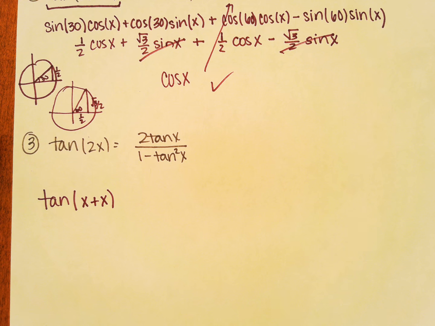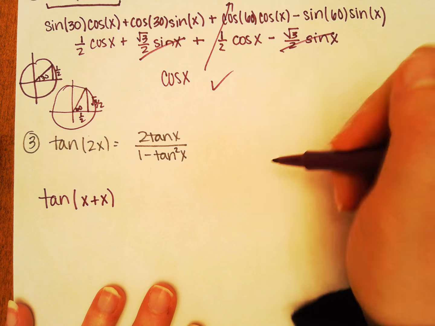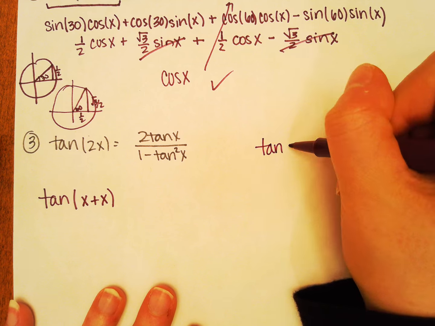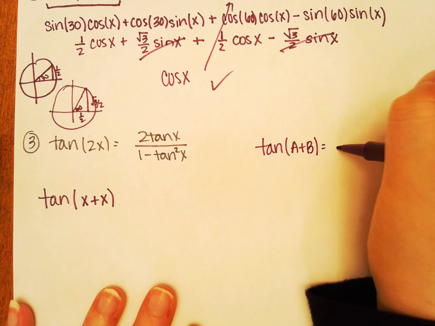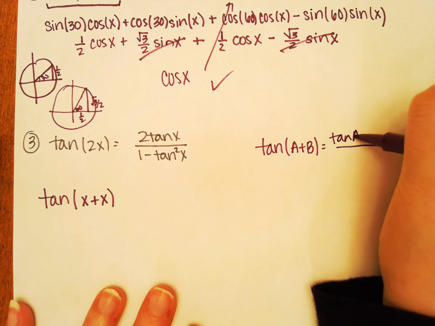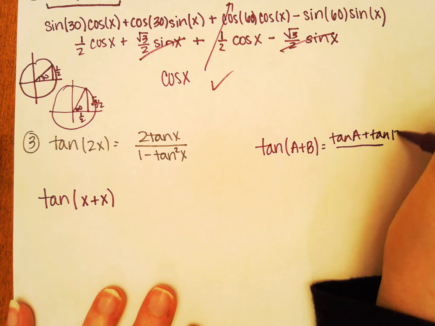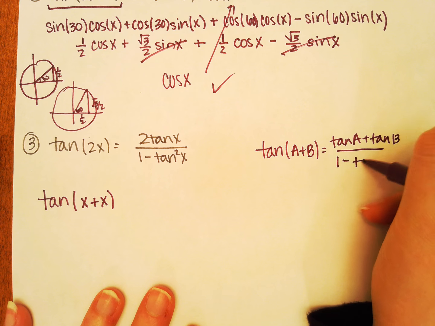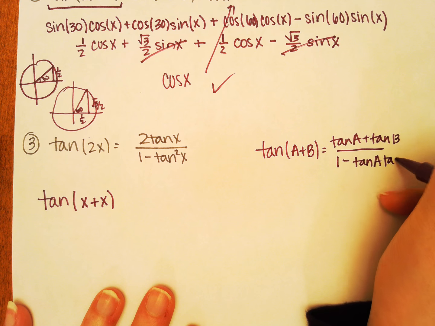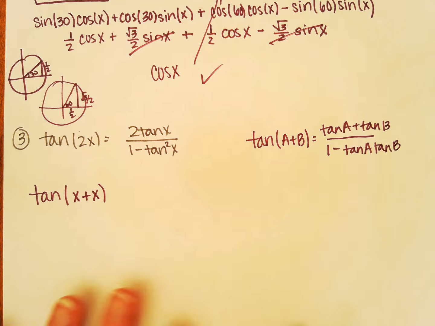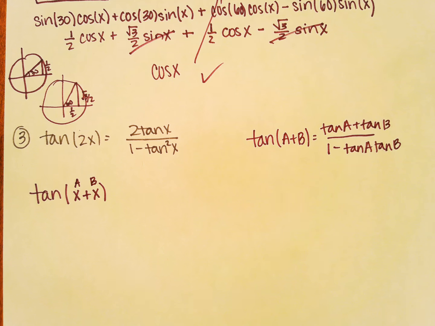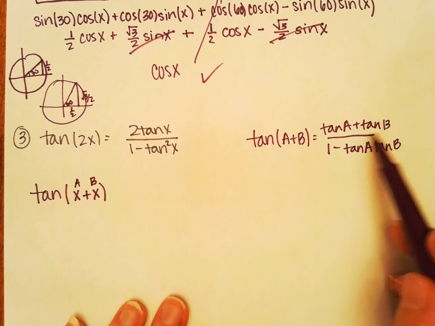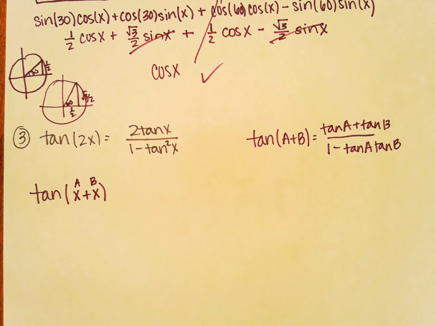And then I can use our sum formula for tangent. Now our identity for tangent of a sum is tangent A plus tangent B, and then over 1 minus tangent A, tangent B. Now in our case, our A and our B are going to be the same thing because they're both just x. So even though we have different angles here in our problem, we're just going to replace them both with the tangent of x.